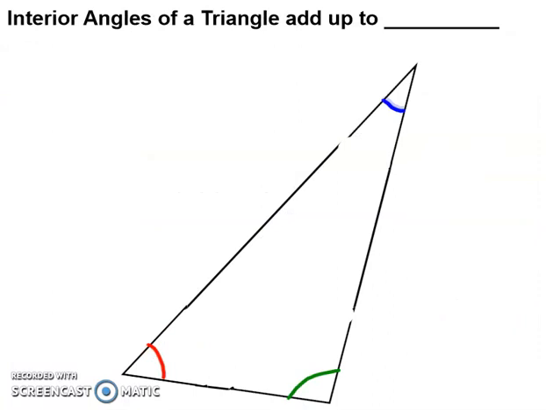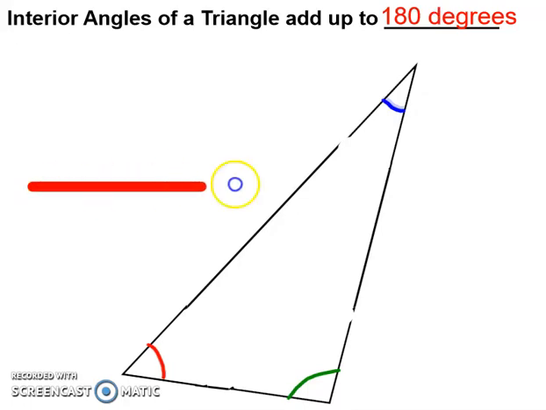So we have interior angles of a triangle add up to some degree, right? This is actually going to be 180 degrees. The interior angles of a triangle will always add up to 180 degrees. And I want to show you a quick visual for this. So let's say I have a line, right? We know that a line is 180 degrees.